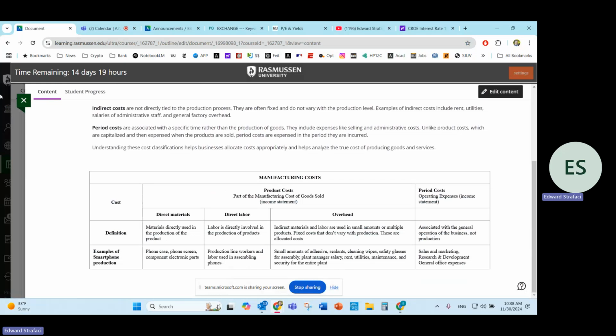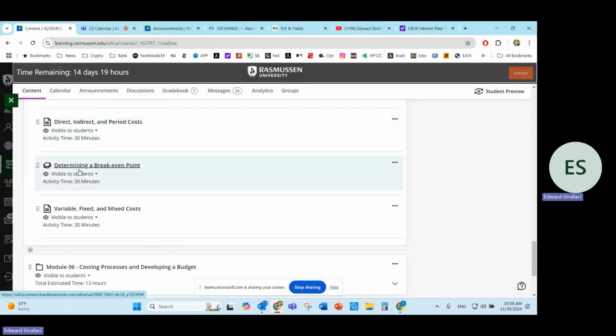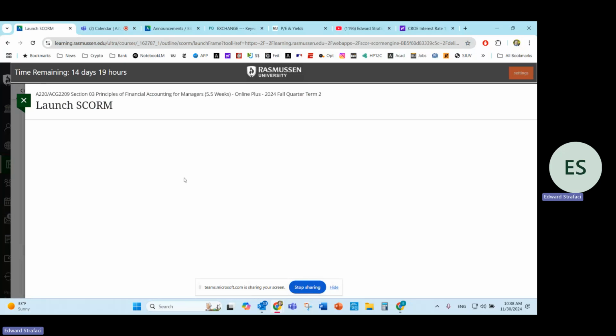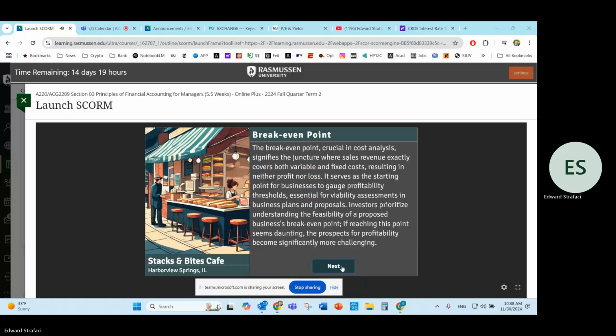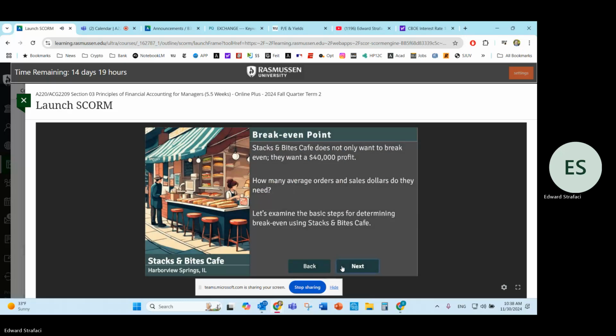And then finally you have your period costs, which are costs that happen when you make the production of goods, like selling and administrative costs, right? So you have to know the difference between your actual product costs and your indirect costs, right? And how will you determine a break even level? It's not that difficult. So let's take a look. Okay, so they want to know how they have a 40.